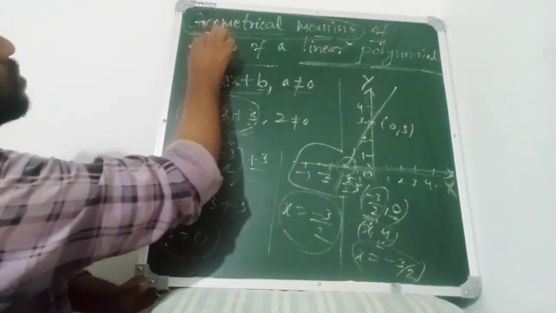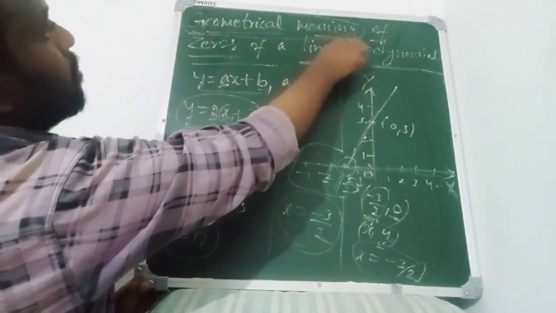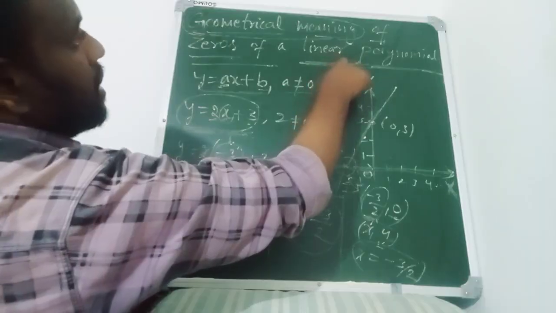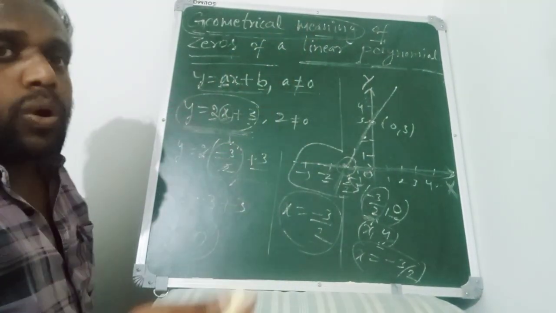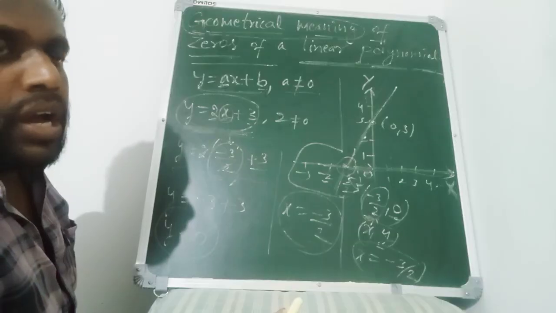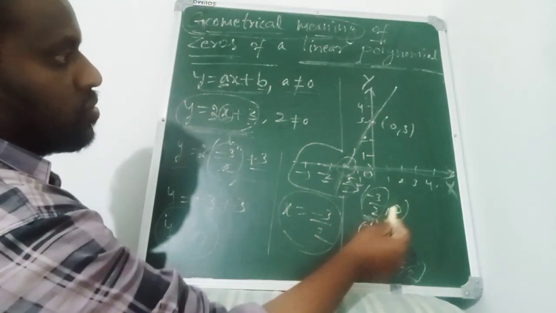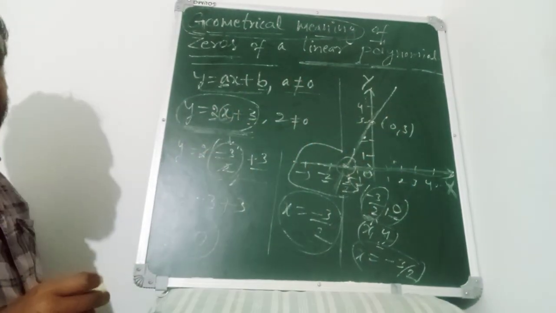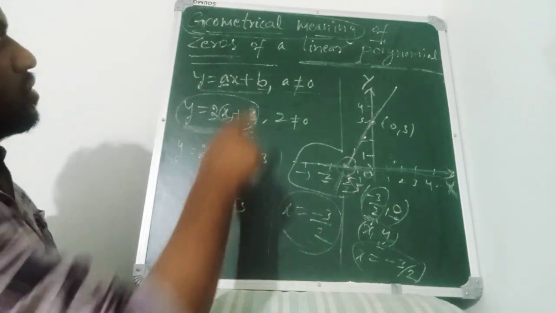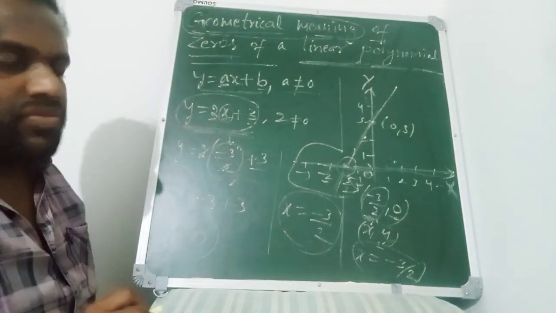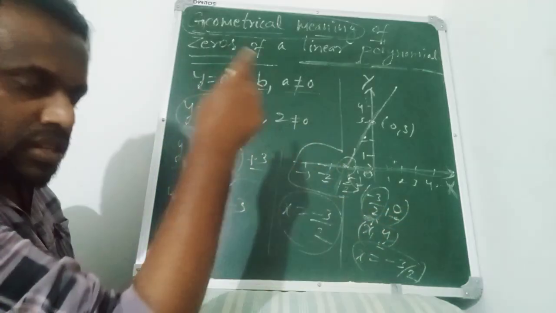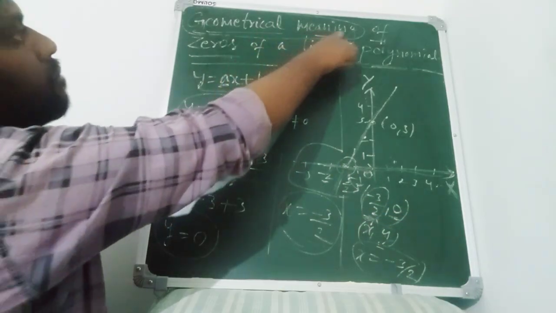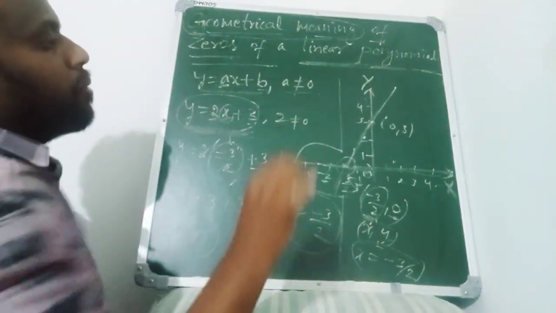So that's the geometrical meaning of zeros of a linear polynomial. Geometrical means what's the meaning of 0, so graphically. That's all. That's what the headline is. So through the graph I have explained what is 0. That is nothing but the geometrical meaning of zeros of a linear polynomial.